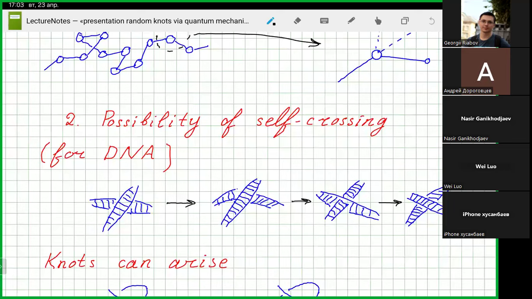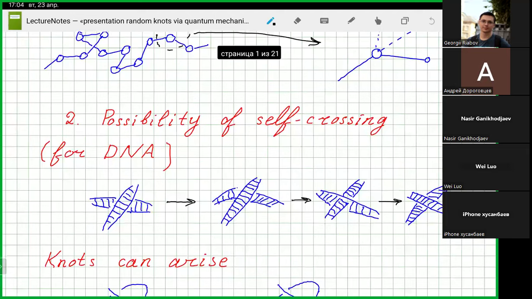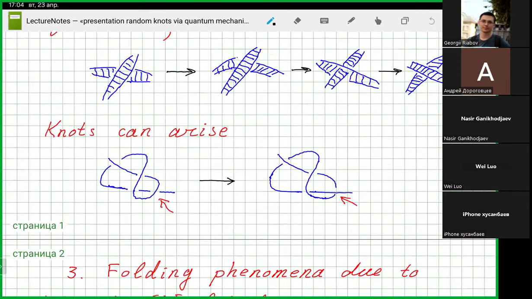The lines from the spiral are disconnecting, but subsequently glue up again, because as we know, the DNA consists of complementary monomers. So one can see that DNA can organize some knots.